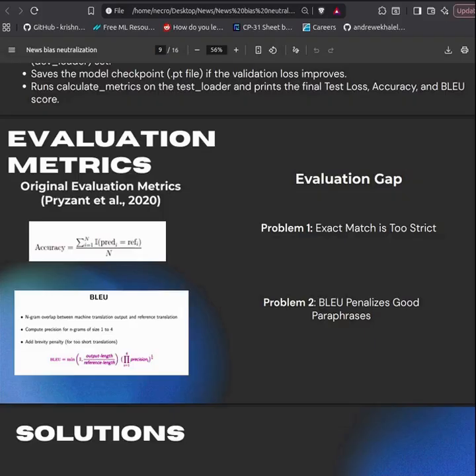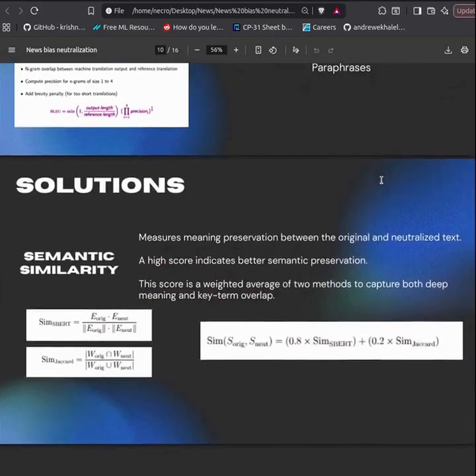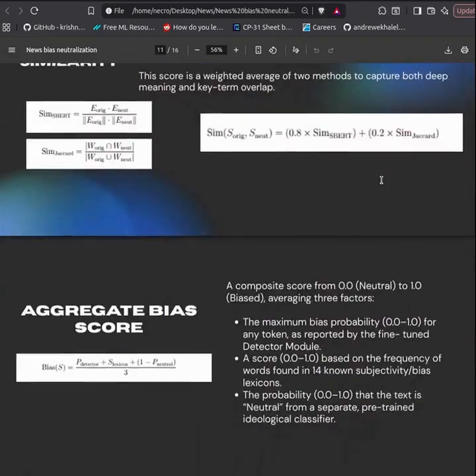So it is designed for machine translation, where there is mostly just a single correct answer, but for our task there are multiple possible neutral rewrites. For that, we need metrics which reward semantic correctness and not just exact string matching. So the solutions I have come up with are mainly two.